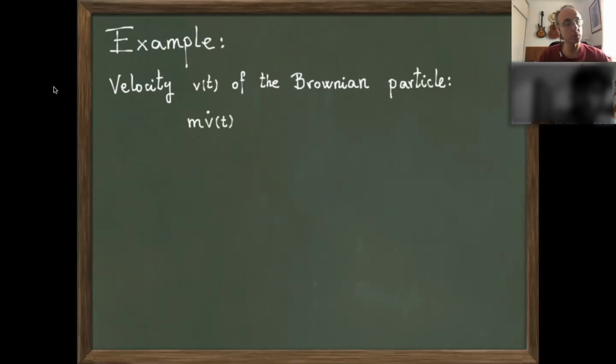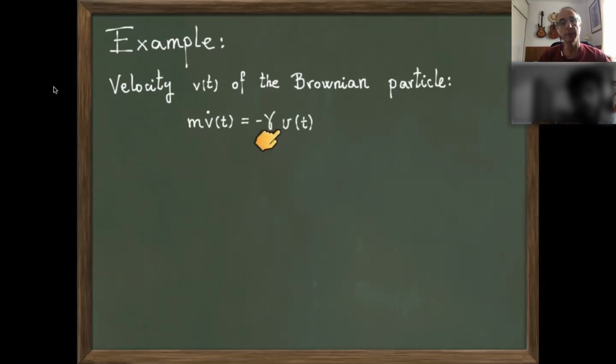Newton's equation. So mass times acceleration is equal to the force. And what is the force acting on a Brownian particle? So you have a friction. This is given by the Stokes formula. This will be the equation. This V, sorry, is the same as this one.